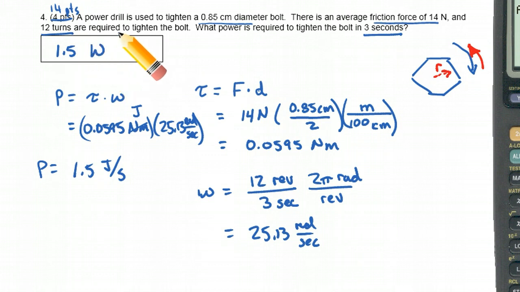Key points here were to identify an equation for power, determine how to calculate those individual components, the torque and the angular velocity, and then make sure our units work out correctly.